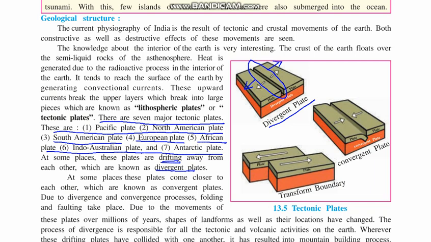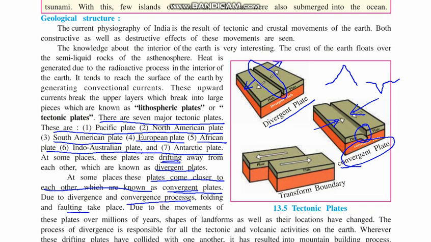At some places these plates come close together, it goes opposite, and they are known as convergent plates. Here, these plates are coming closer to each other, and due to that there are faults and folds. Sometimes due to it there are mountains, while sometimes there are folds and faults. Okay, and they are known as convergent plates. Due to this divergent and convergent process, folding and faults take place.